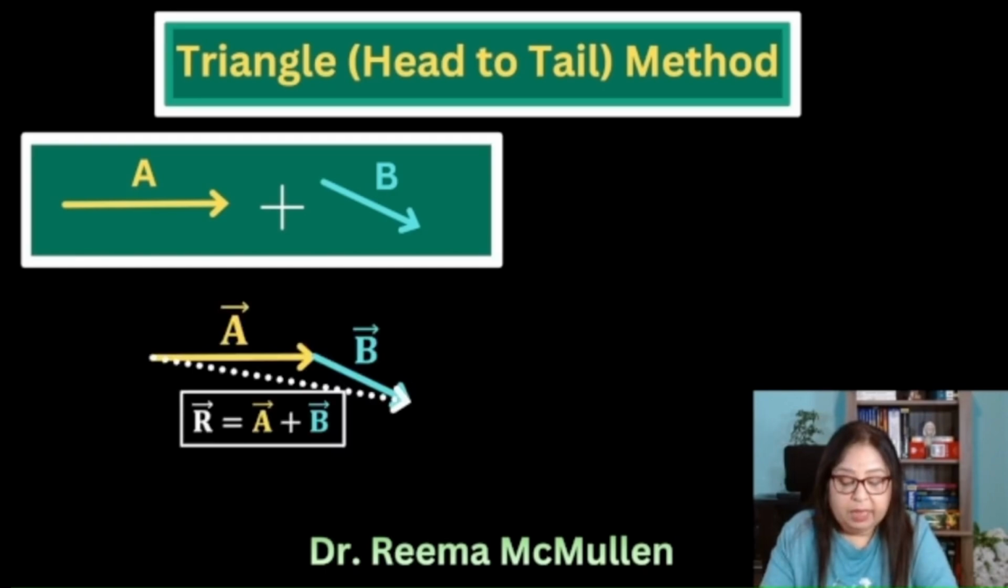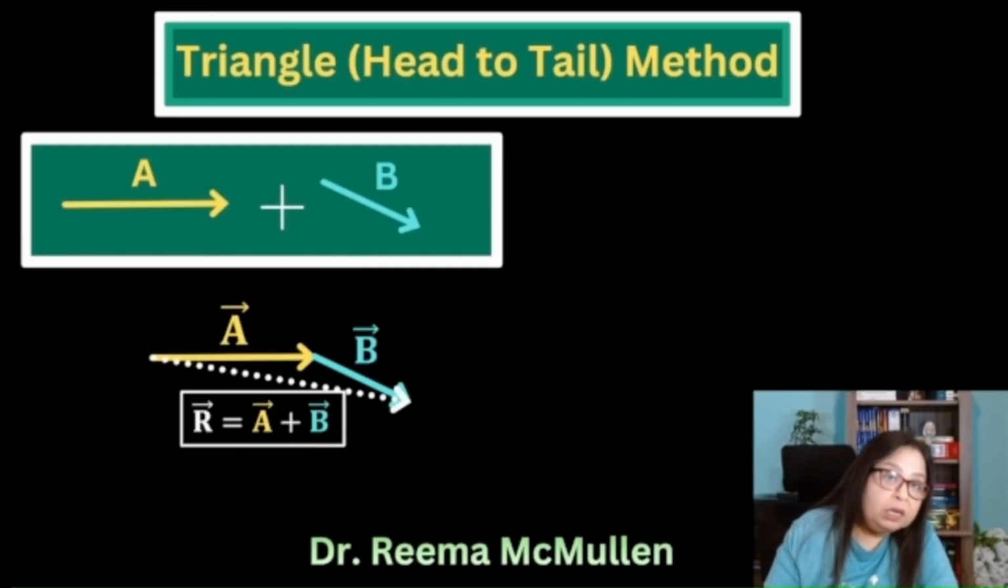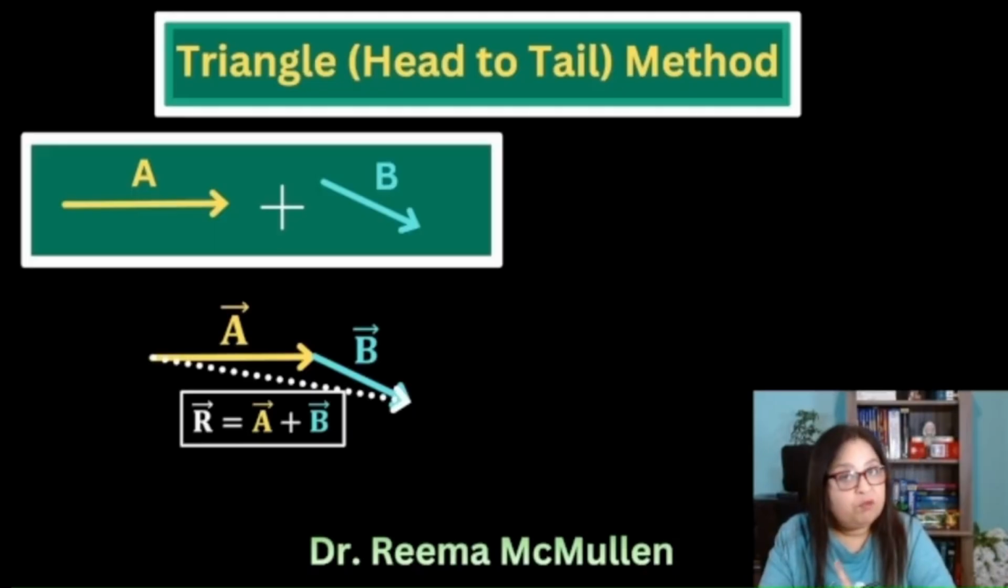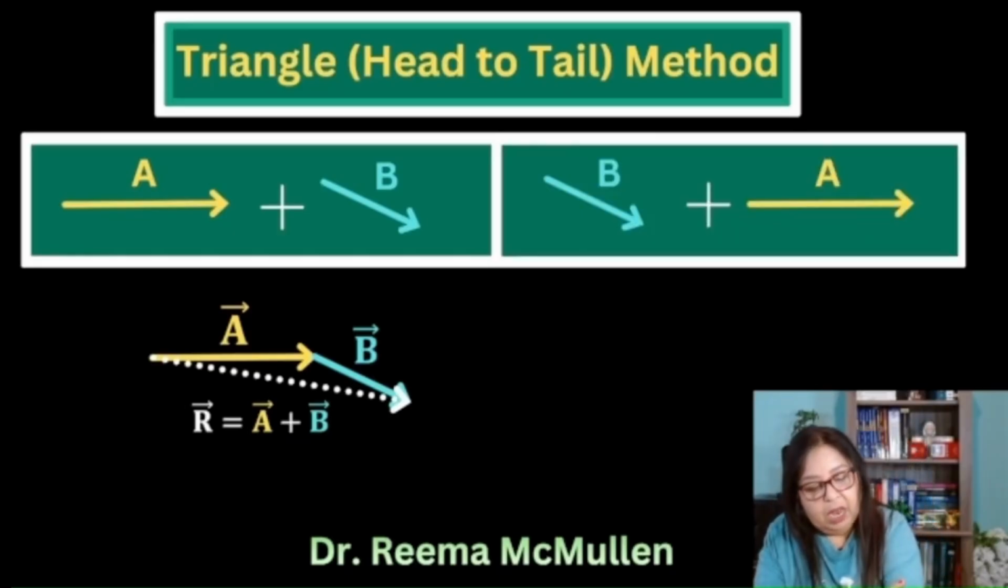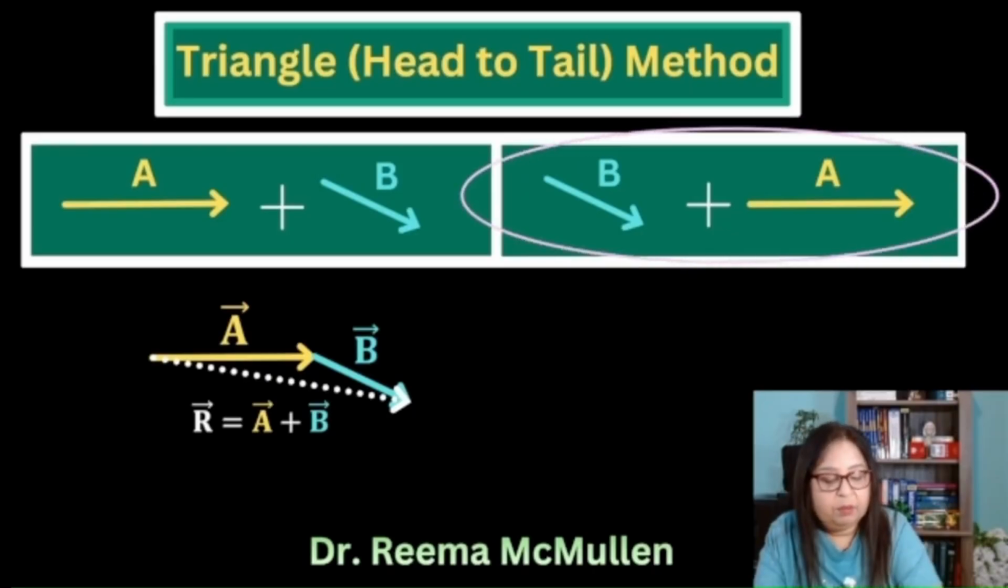All right, we did that. After we drew vector A and vector B in sequence, we draw a third vector R that goes from the tail of vector A, the first vector, to the tip, or the head, of the second vector, vector B. Now on the next slide, we're going to change the order of things a bit.